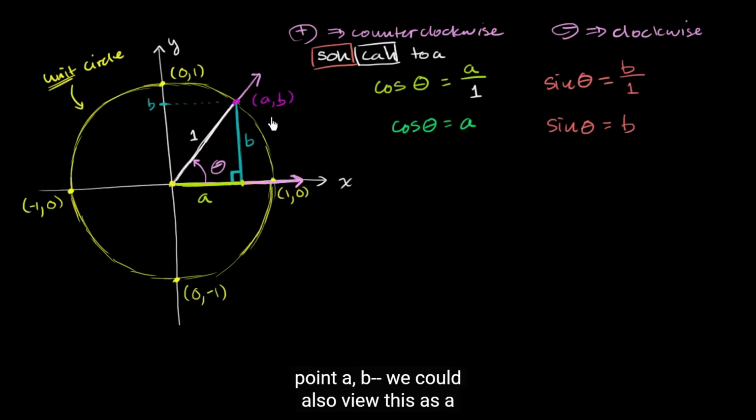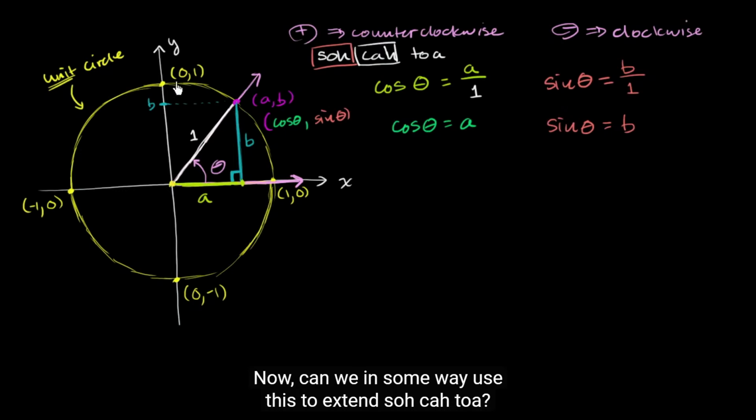So an interesting thing: this coordinate, this point where the terminal side of our angle intersects the unit circle, point (a, b), we could also view as a being the same thing as cosine of theta, and b being the same thing as sine of theta. Well, that's interesting. We just used our SOHCAHTOA definition. Now, can we in some way use this to extend SOHCAHTOA?